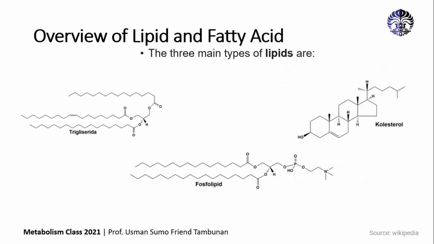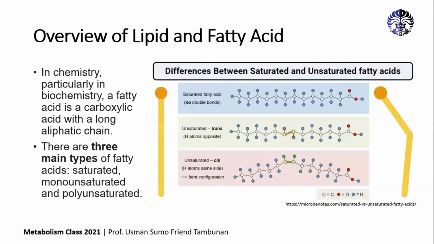And there are three types of lipid. First is triglyceride, and phospholipid, and then the sterol family, such as cholesterol. As we know, triglyceride can be broken down into a smaller molecule called fatty acid. A fatty acid is a carboxylic acid with a long aliphatic chain. And there are three types of fatty acid: saturated fatty acid, unsaturated fatty acid, and polyunsaturated fatty acid.